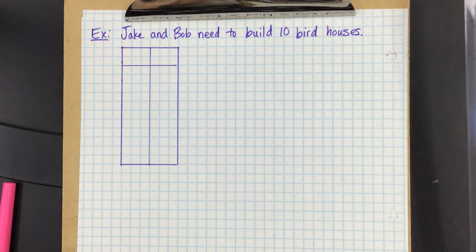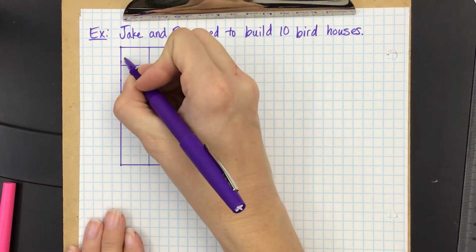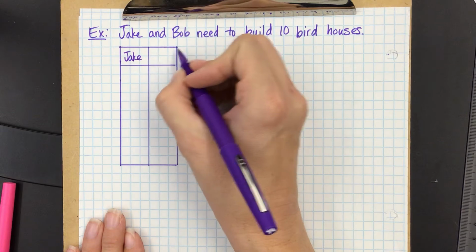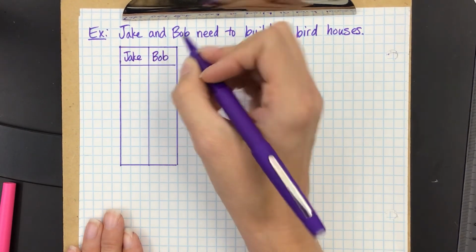Okay. So the number of birdhouses that Jake builds is going to be our first entry in our table, Jake. And then the number of birdhouses that Bob builds will be the second.